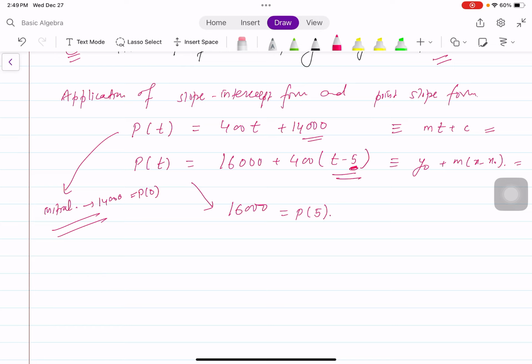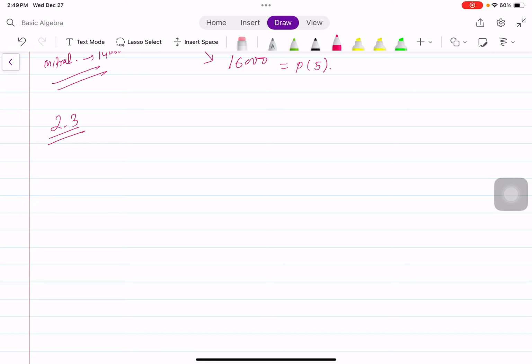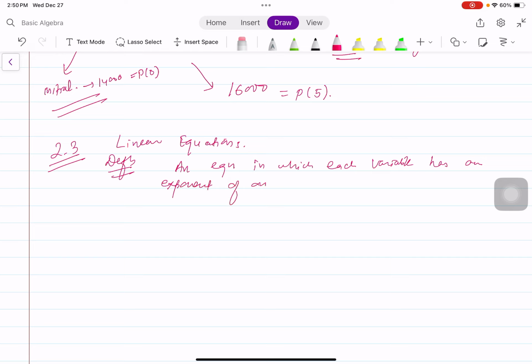Now we will move to another section, section 2.3. Section 2.2 is done. We'll start here by definition. What is the definition of a linear equation? So section 2.3 is linear equations. So let's first start with the definition. This is an equation in which each variable has an exponent of 1 and its graph is a straight line. That is called a linear equation.